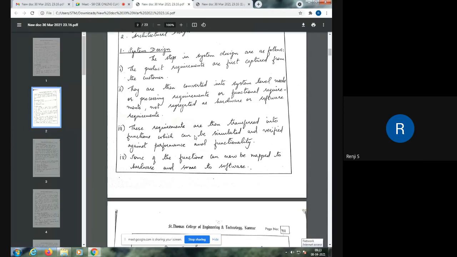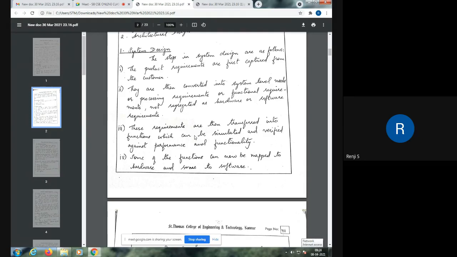So the first step is the product requirements are first captured from the customer. Next step, they are then converted into system level needs or processing requirements. So once the customer details are collected, the developers then convert these product requirements into system level needs. That is, what are the system functionalities that can be implemented in the system, or we call it processing requirements or functional requirements. So that's why I said before, requirements can be either functional requirements or non-functional requirements. So once they collect the product requirements, they convert them into functional requirements.